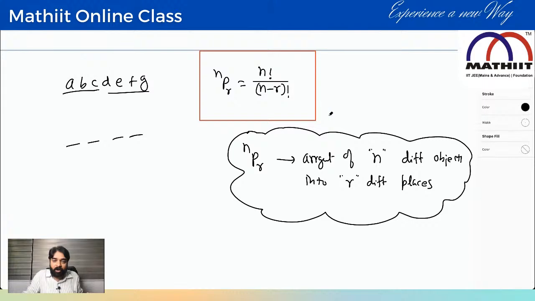This cannot be used otherwise; it should be for free arrangement. If a restriction is coming, you have to follow the basic pattern. For 7 objects, 4 places, no restriction, we'll say 7P4 will be the answer. 7P4 will be the answer. Is this clear to everybody? 7P4 will be the answer.